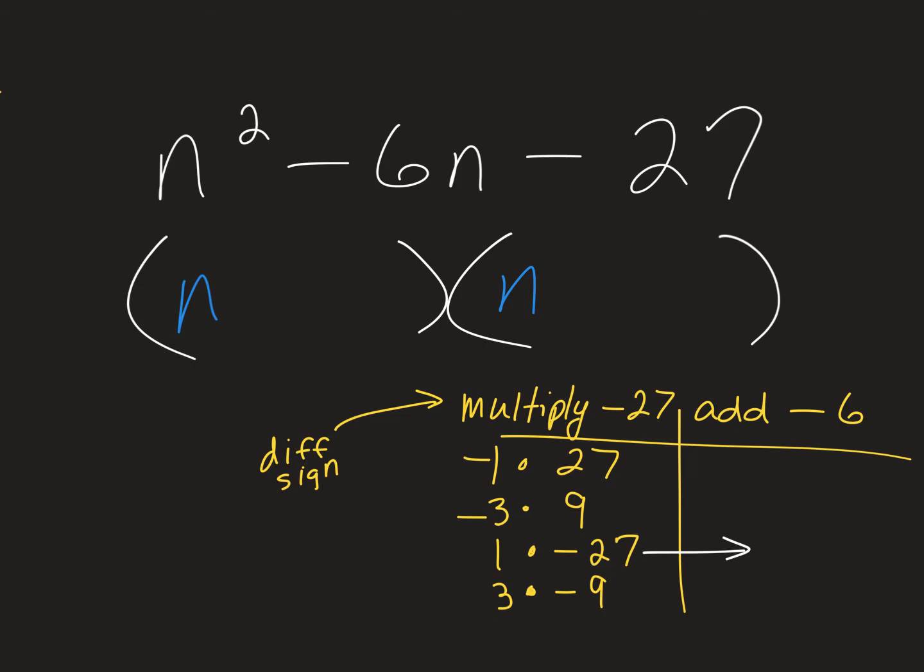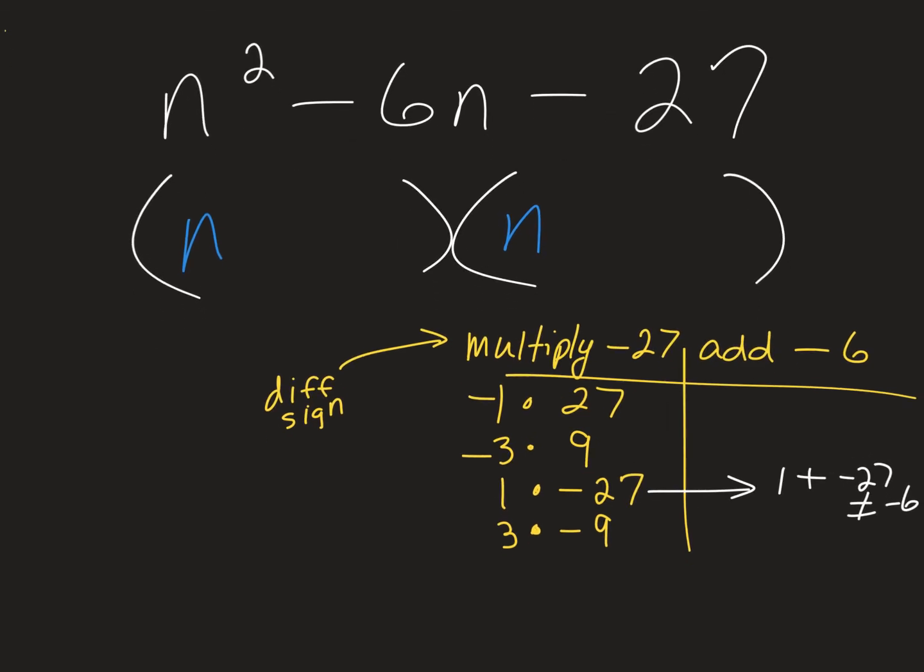I think you probably already know, my at-home audience, 1 plus negative 27 does not give us a negative 6. However, a positive 3 plus a negative 9 does give us a negative 6. So that means that those are the magic numbers, positive 3 and negative 9. So this will be n plus 3 and n minus 9.